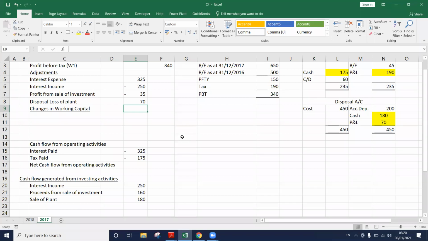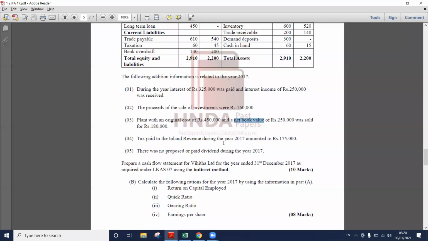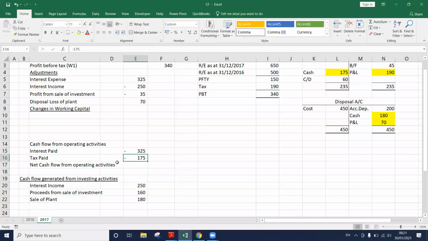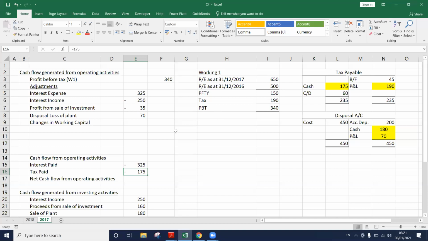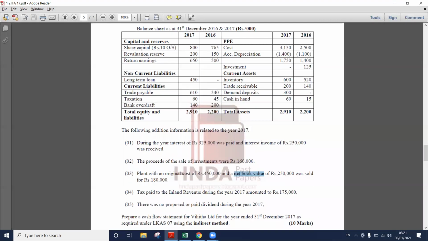Right? So that is in terms of disposal. Non-cash adjust kara and the amount we have received in cash under investing activities. Okay, point number 4. Tax paid to inland revenue during 2017 amounting to 175. That one we have adjusted, right? Tax paid amount in cash 175, and that particular information we needed for what? In calculating the profit before tax figure here, right? So fifth one also we have considered, right? Dividend.